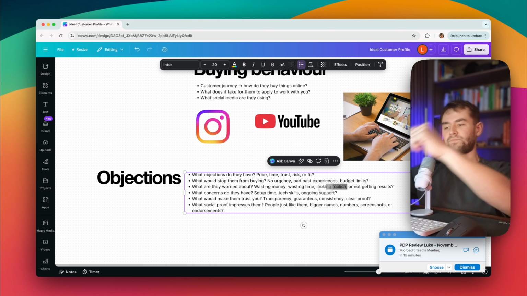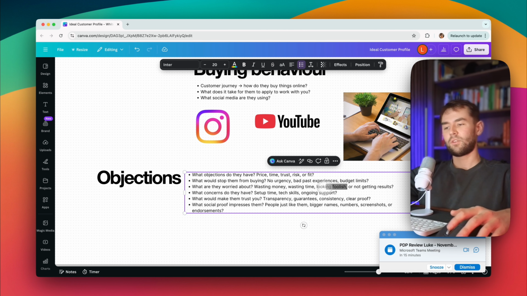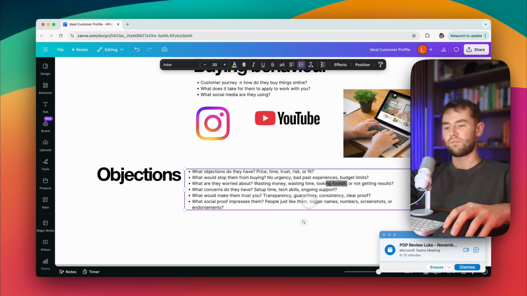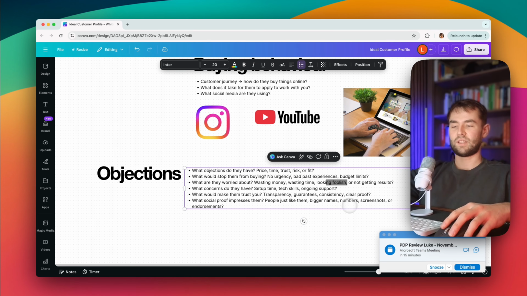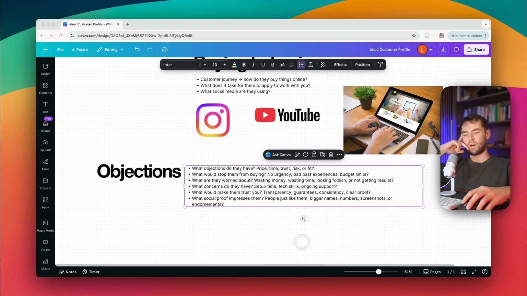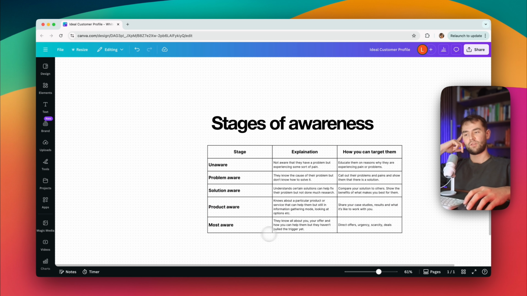in everything. Okay. And then finally, what social proof impresses them? What makes them trust you? Is it going to be transparency, guarantees, clear proof of results? Do they want to see people in their situation who have gotten the results? Do they want to see that you've worked with some big names, or can they see some stats or numbers that you've achieved? Are there any screenshots or testimonials or endorsements that you've got? So think about these sort of things when you are thinking about the objections of your ICP as well.